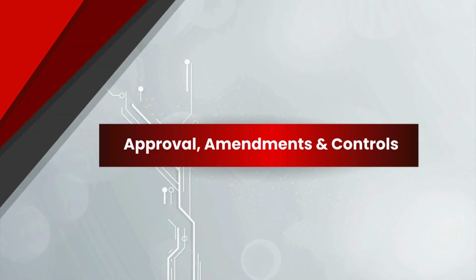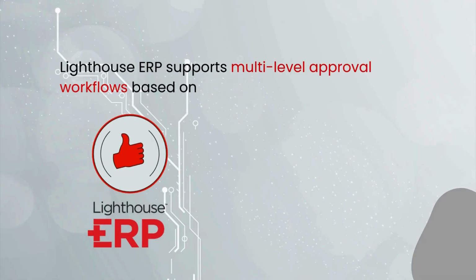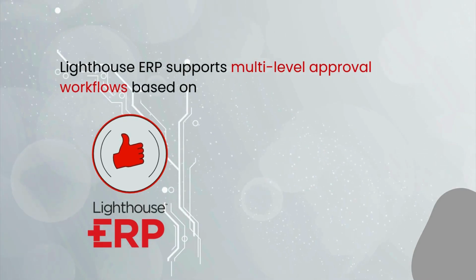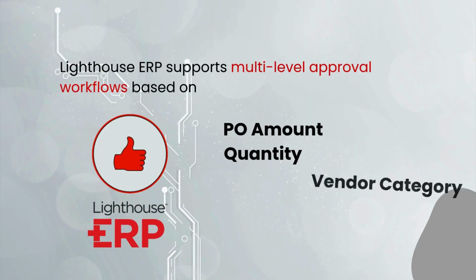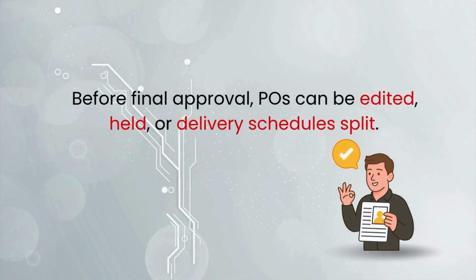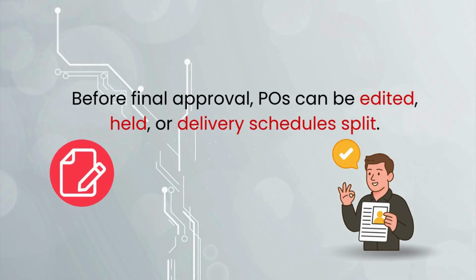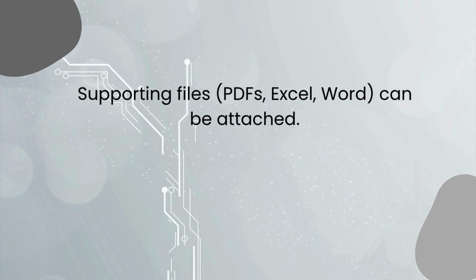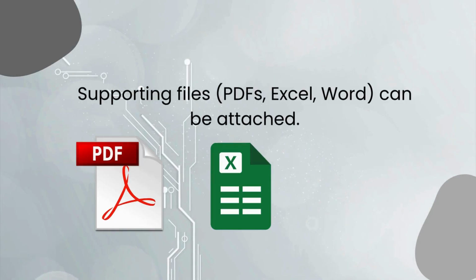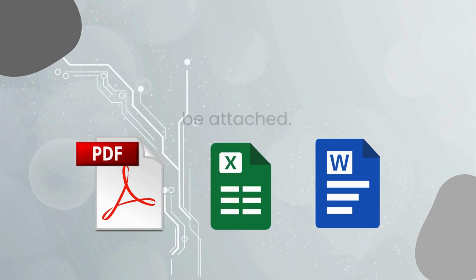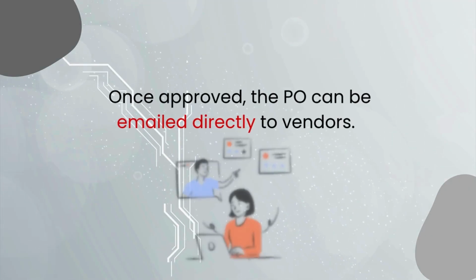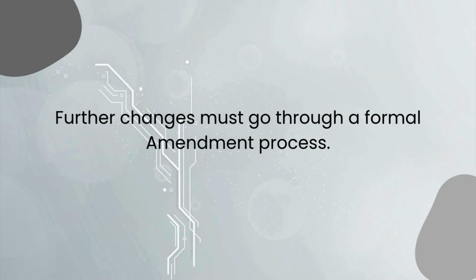Approval, amendments and controls. Lighthouse ERP supports multi-level approval workflows based on PO amount, quantity, and vendor category. Before final approval, POs can be edited, held, or delivery schedules split. Supporting files, PDFs, Excel, Word can be attached. Once approved, the PO can be emailed directly to vendors. Further changes must go through a formal amendment process.